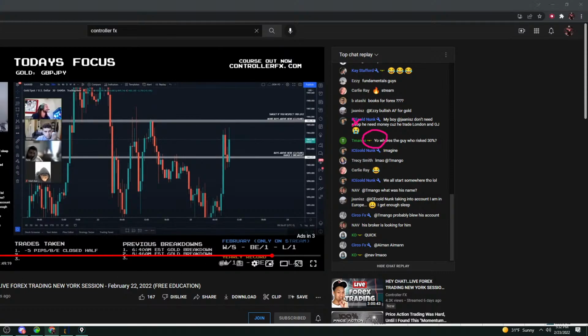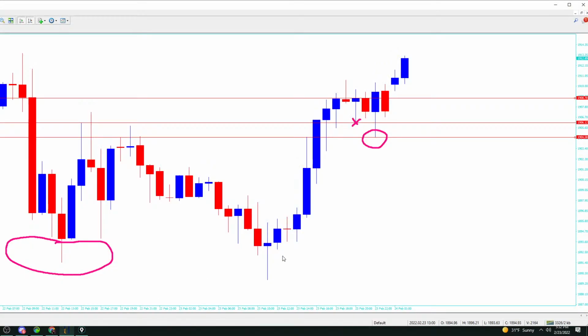Okay, look. Minus 5 and break even on half. And this is at 1901 or 19, whatever it is. And then what happened to gold the rest of the day? If he had balls, which he doesn't, he would have held on to his trade and trusted the analysis. And look, the gold's at 19.13 now. He would have made a lot of money.